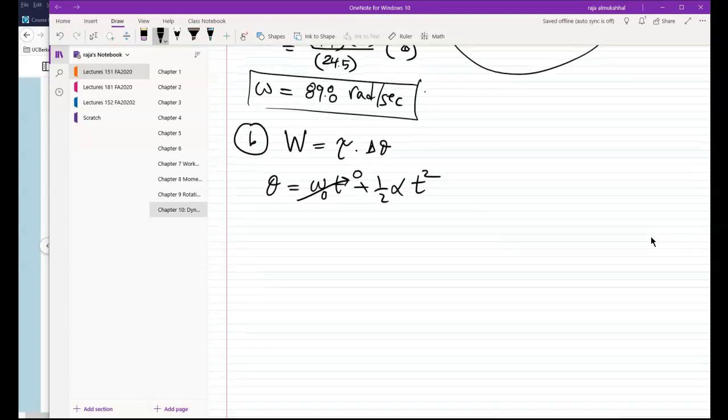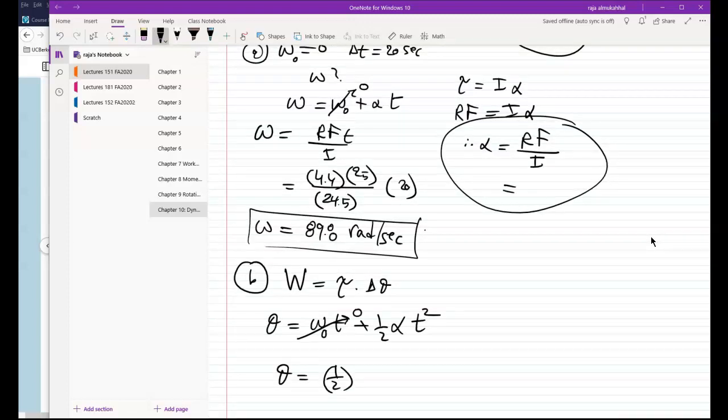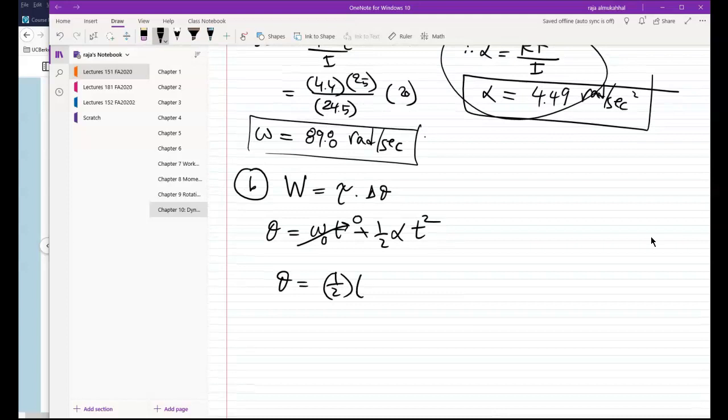So in this case, theta is equal to 1/2, and alpha is this alpha. If you would calculate it, I'm sorry, I'm in a hurry because I'm looking at the clock. I got 8 minutes before 2 hours. So alpha here is 4.49 radians per second squared. You can work it out and make sure that I've done it correctly. So it's going to be 4.49, t squared is 20 squared. Then you calculate theta, and that will be 898 radians for theta. Okay.